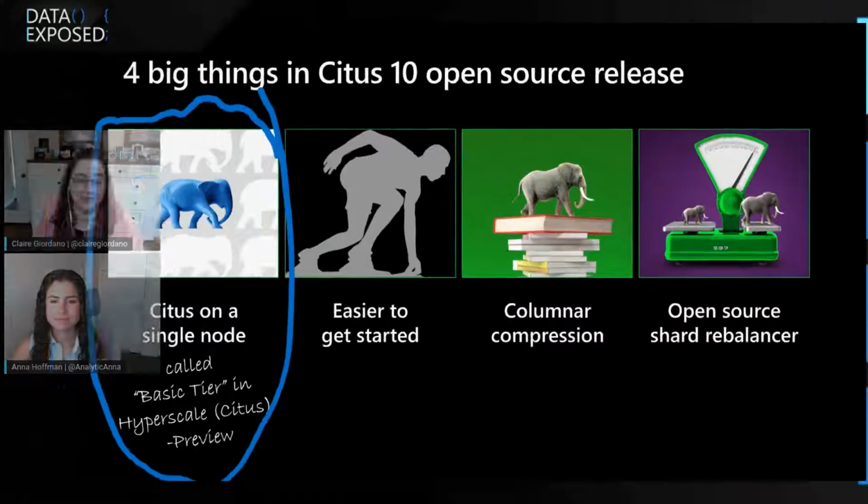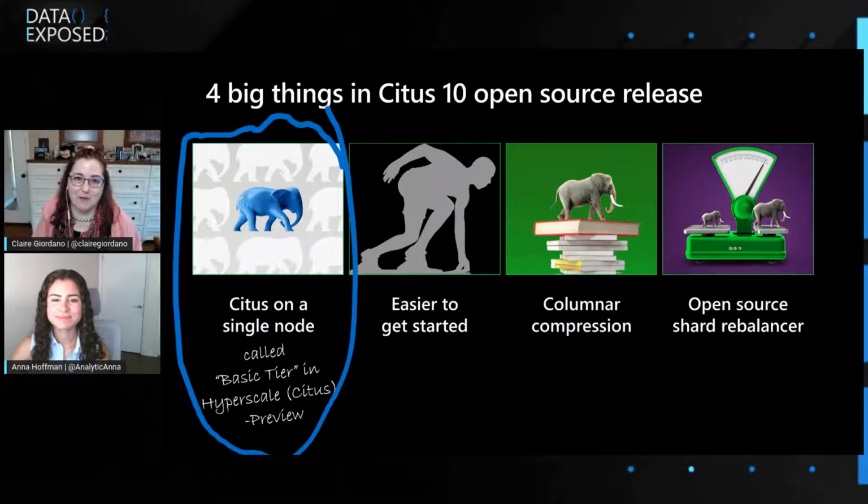But I'm going to quickly, in the time I have allowed, try to tell you about the 4 big exciting things that are in the Citus 10 open source release. The first is that you can now shard Postgres. You can now use Citus on a single node. In the context of Azure and Hyperscale Citus, that's referred to as basic tier, and it's available in preview right now on Azure Database for Postgres.